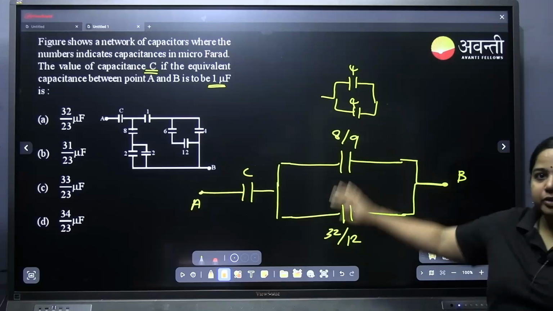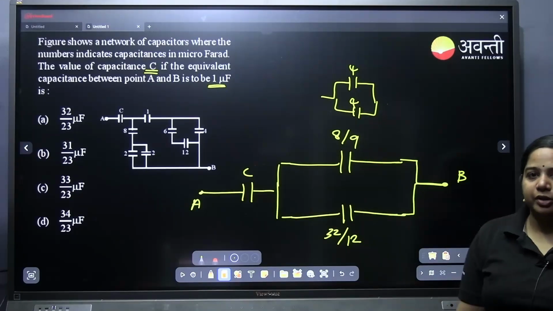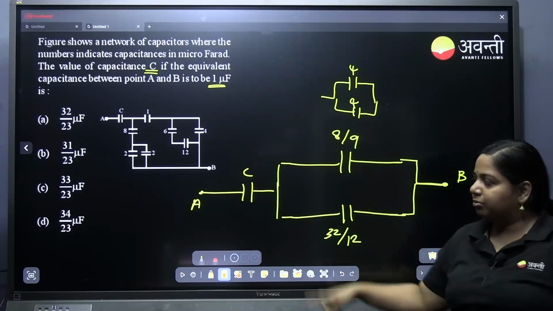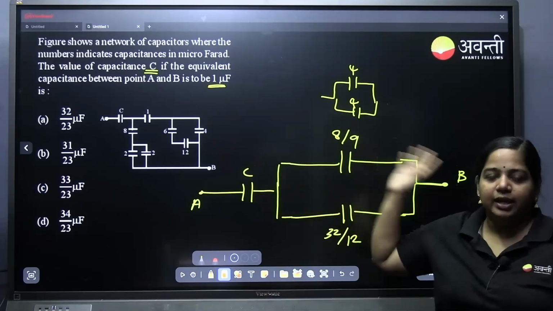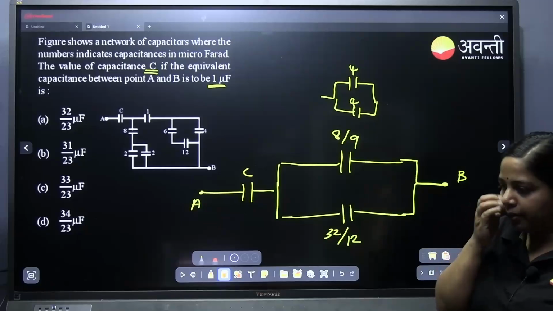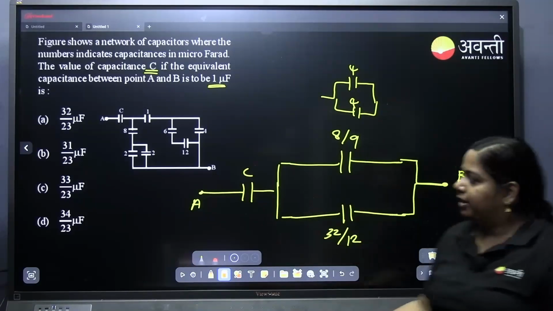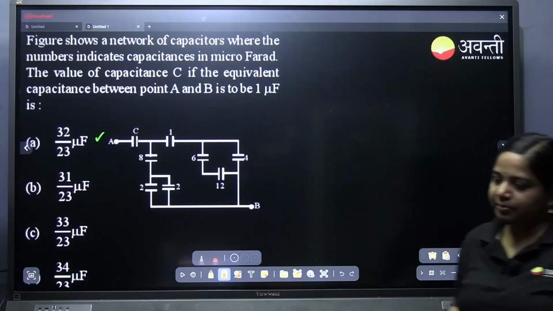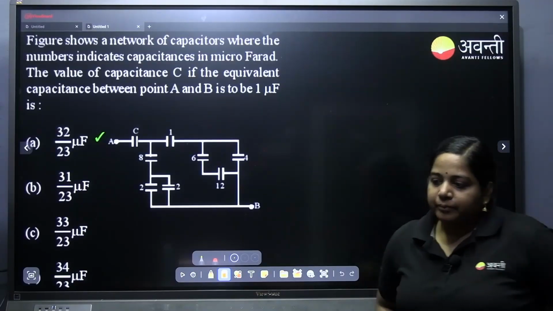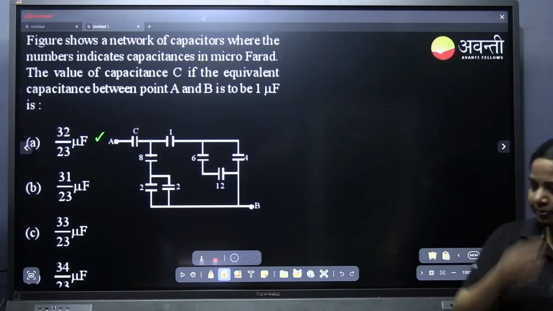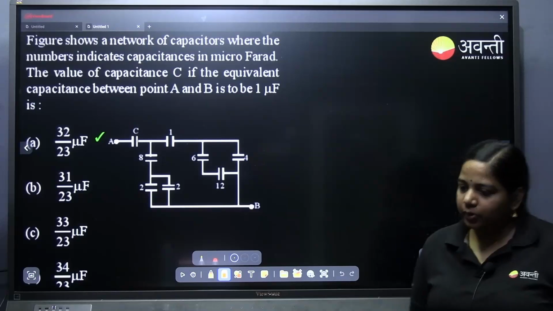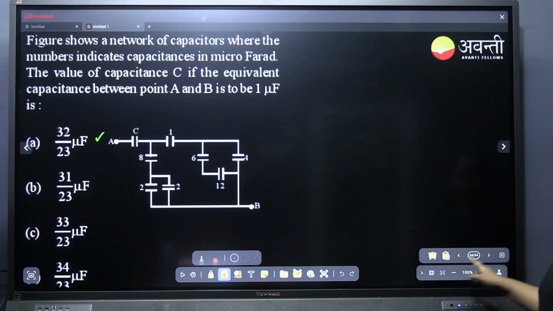I hope everybody understood how we are reducing the circuit. Now add this, take reciprocal, add with 1 by C and equate it to 1. Okay, that is the next step. Answer is option A. Very good. Is it clear for everybody? Okay. Next one.